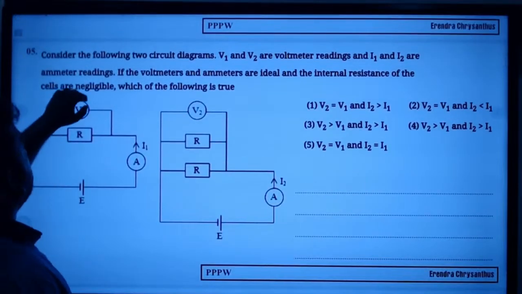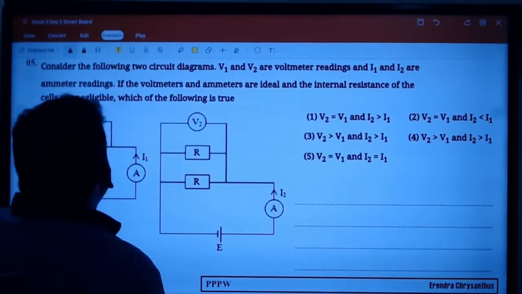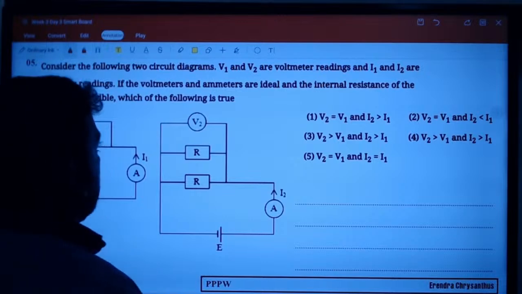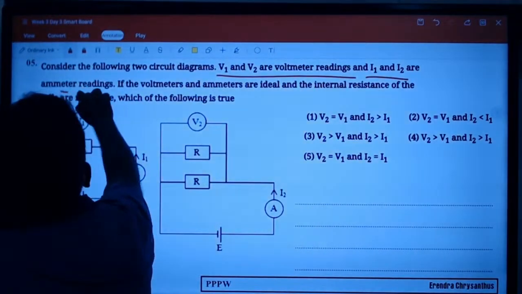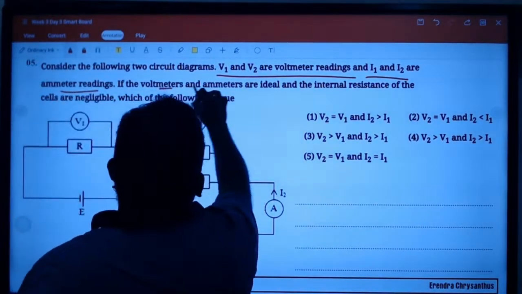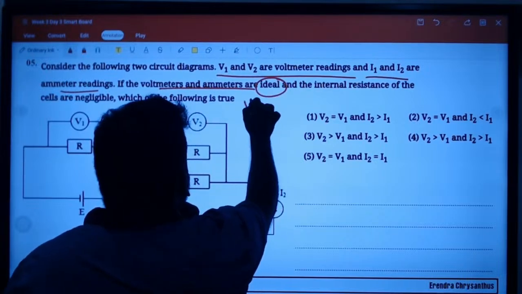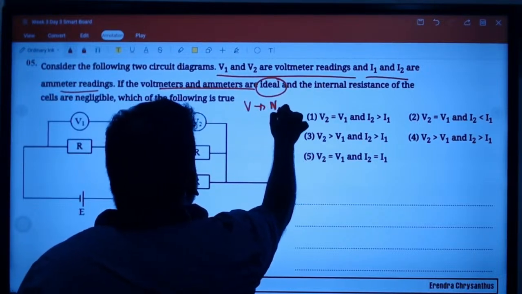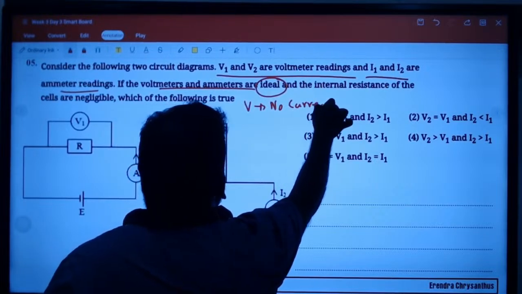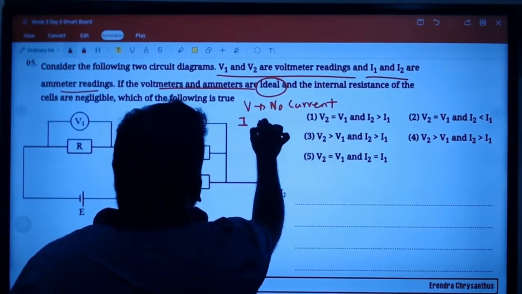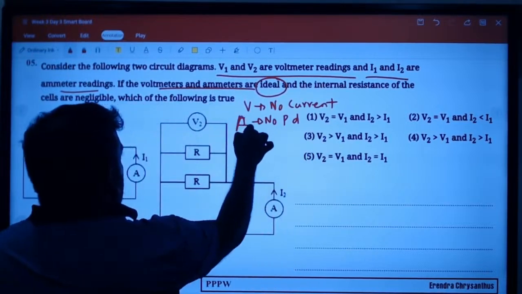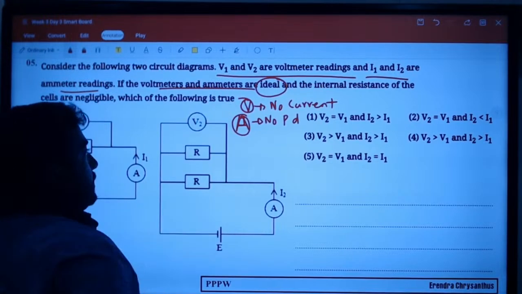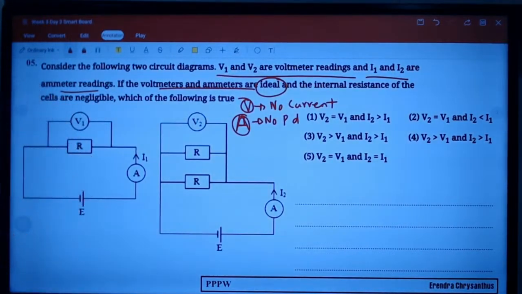Okay. Look at this question. Consider the following two circuits. V1, V2 are the voltmeter readings. I1, I2 are ammeter readings. If the voltmeters and ammeters are ideal, what do you mean by ideal? Voltmeter, no current passes through. Ammeter means no potential difference. Internal resistance of the cells is negligible. Which of the following is true?